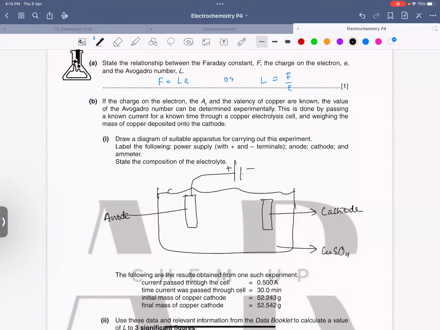Okay, do one more thing. Always put an ammeter in the circuit, because we need to know how much current is passed, because we are going to calculate the charge as well, right? So always put an ammeter.